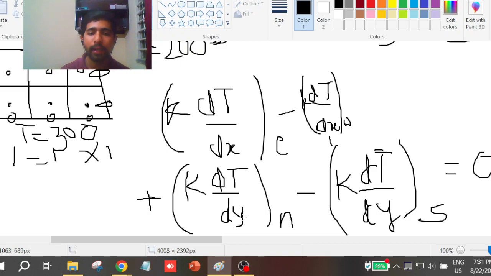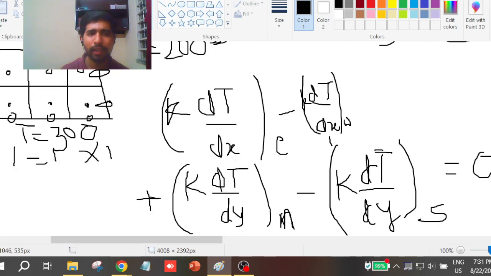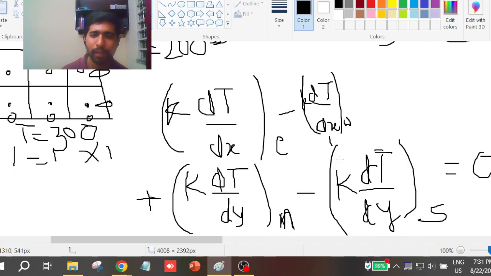For dt by dy, this is j cap dot j cap, so it will come as 1 here. I am eliminating the area, because it is steady state heat conduction without any heat generation, so the area is equal everywhere. I can also remove k here, because k is constant and it will get eliminated. So it's just this.